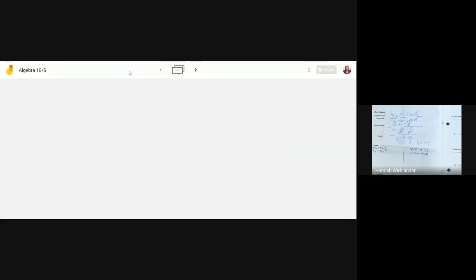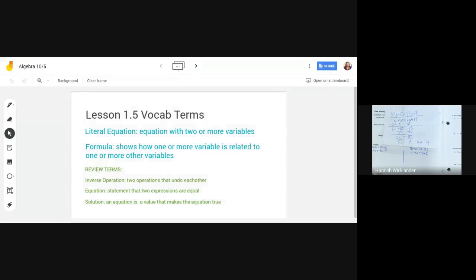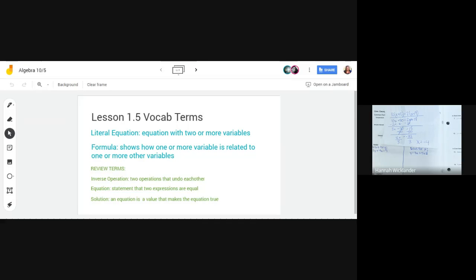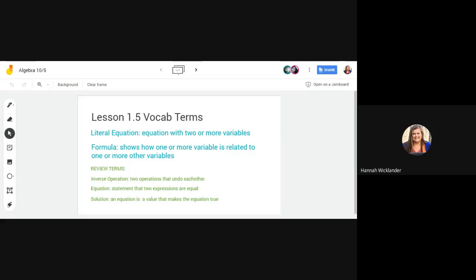Right here, on the one I'm sharing my screen on is some vocab terms. So we have literal equation. That is an equation with 2 or more variables. So the literal equations we're going to solve usually have y and x or some other kind of variables. Then we have the formula, which shows how one or more variables are related.